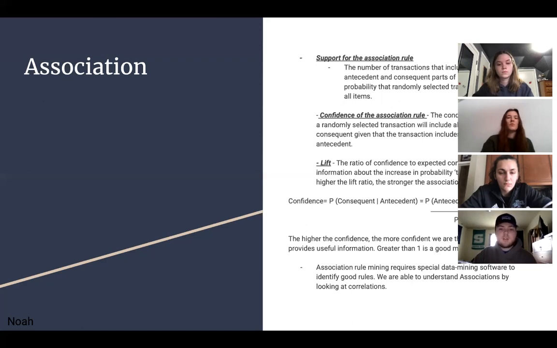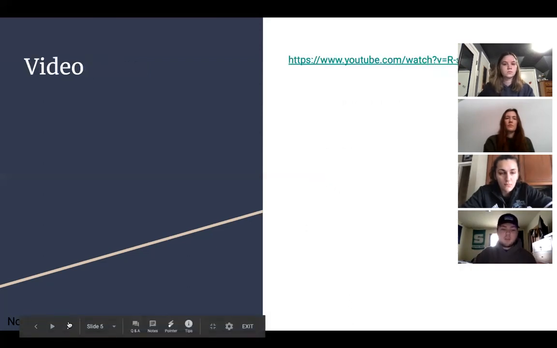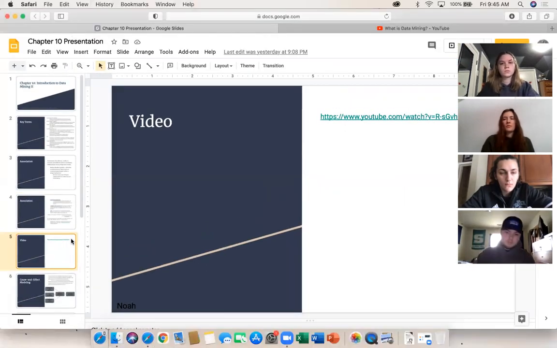The higher the lift ratio, the stronger the association rule. Greater than 1 is a good minimum to have. It's also good to know that association rule mining requires special data mining software to identify good rules. We are able to obtain an understanding of associations by looking at correlations. Here's a video we selected to give you a further understanding of data mining.